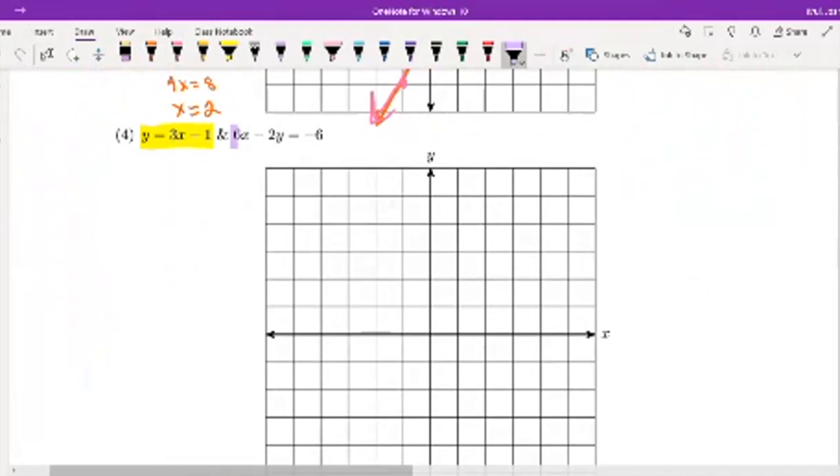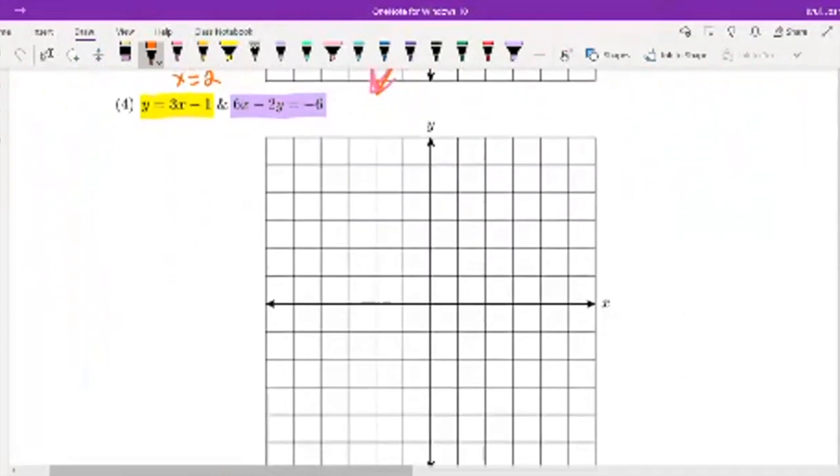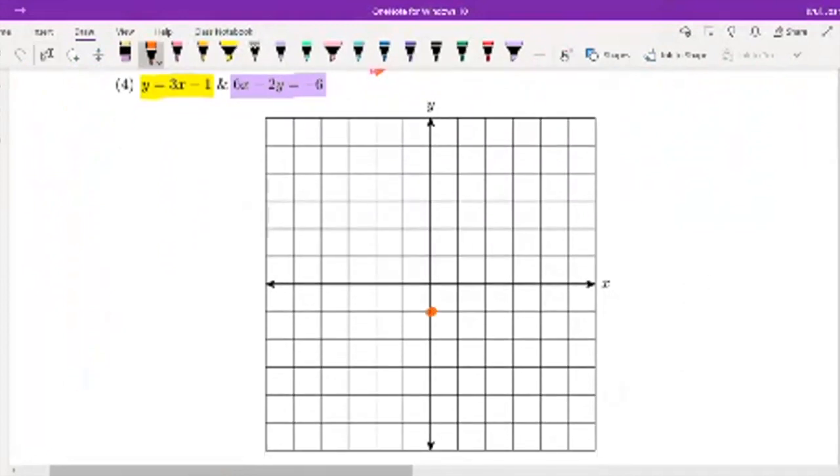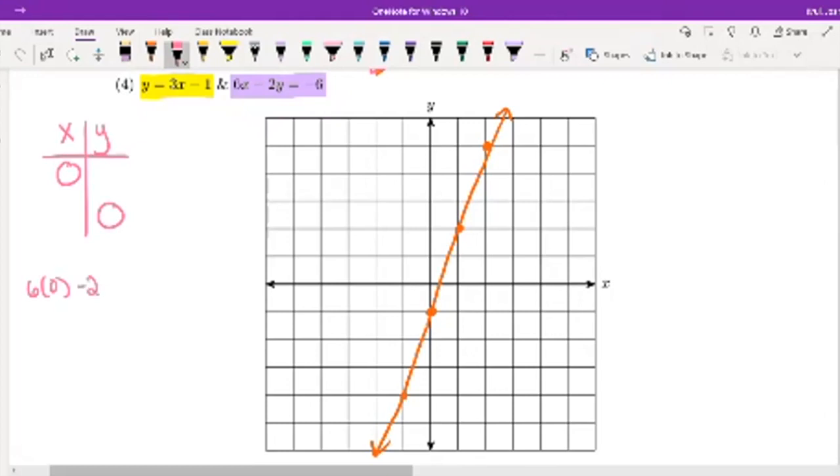So we have 2 lines here. So it looks like the yellow line is already in y equals mx plus b, so we're going to plot that right away. We start at the y-intercept and go up the slope, and then follow down the other way, just so that we can connect the dots nice and easily. The purple line is not in y-intercept form, so we should definitely make our table. 6 times 0 minus 2y is negative 6. So negative 2y is negative 6, then y is 3.